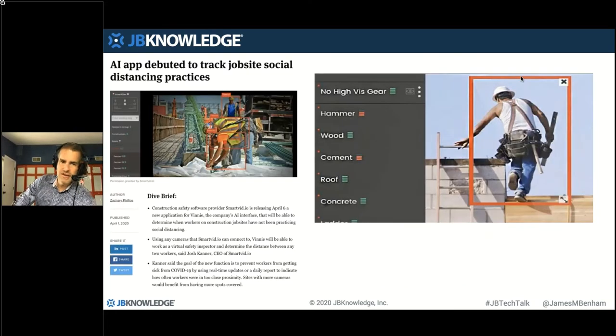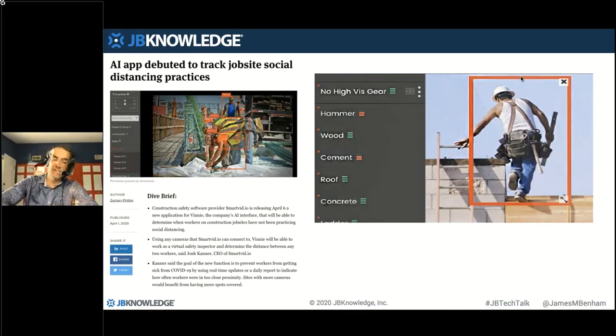This is another app that's actually being used to track job site social distancing. This is another really interesting one. SmartVid.io is using a form of artificial intelligence to look at photos and look for PPE. So they can identify if the workers have hard hats or gloves, high-vis gear, and automatically identify when workers don't have their PPE on. It can also automatically identify if they're holding a hammer.